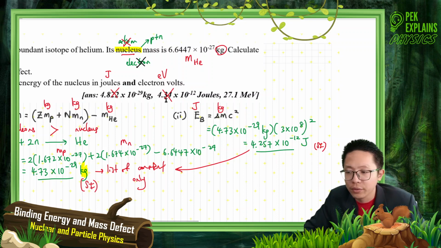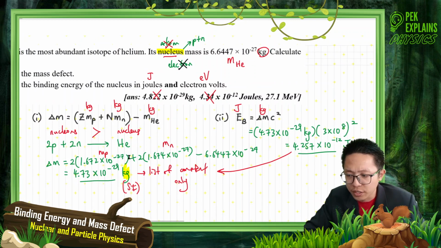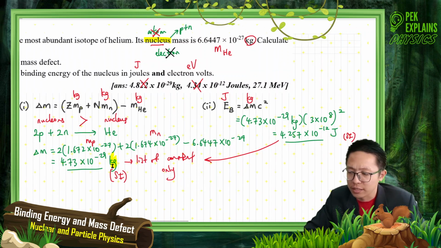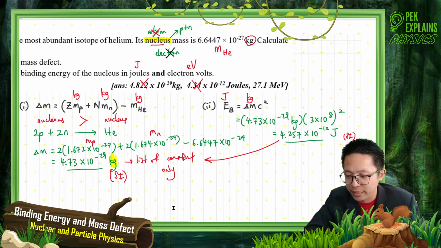If you use other values of mass of proton and neutron, you get a much different answer. This chapter is very sensitive. A small change in the value will result in a big difference in the final answer. Let me show you the real answer scheme for this answer, and you can check with the list of constant. Is it the same? Let me show you.